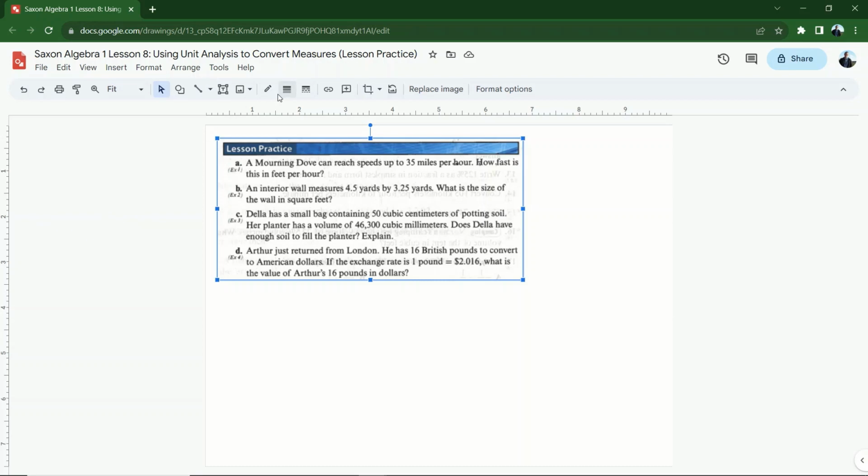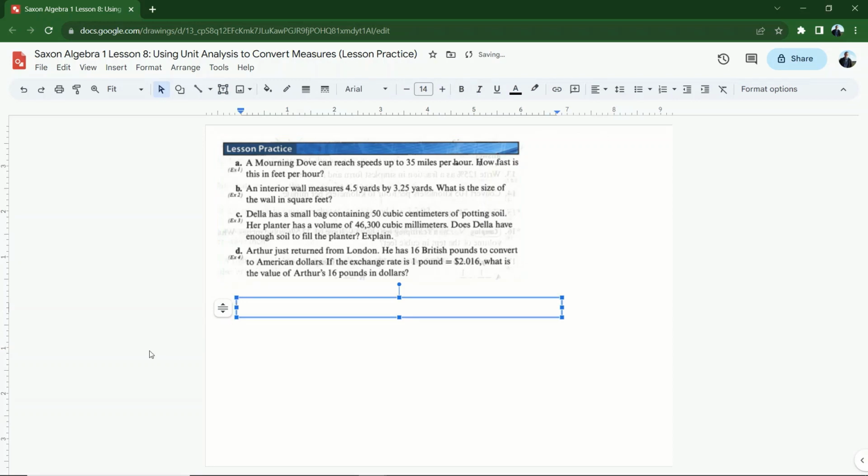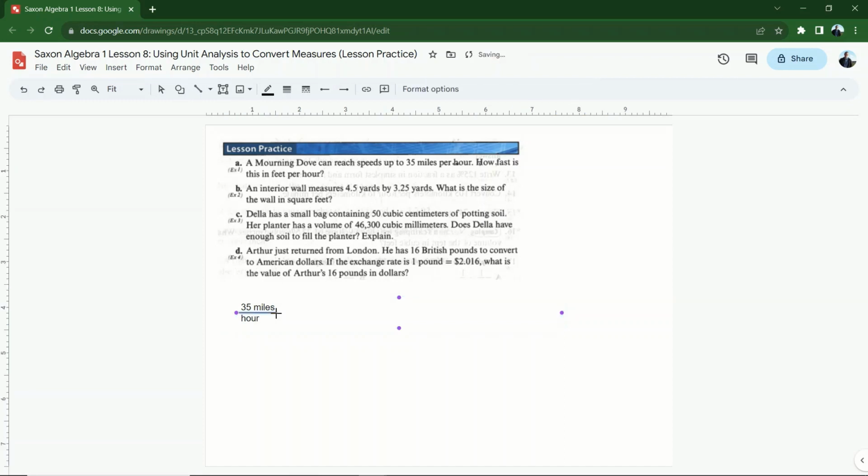So we're going to start with letter A. And in this one, we have a mourning dove able to reach speeds of 35 miles. Notice I'm going to write this out per hour. Miles per hour. Now this is a little bit confusing because it's miles per hour and there's two units here, miles and hours. But we're changing it to feet per hour, so we're actually only changing miles. If we wanted to get rid of hours entirely and get rid of this label out of here, we could just deal in miles and we'd be okay.